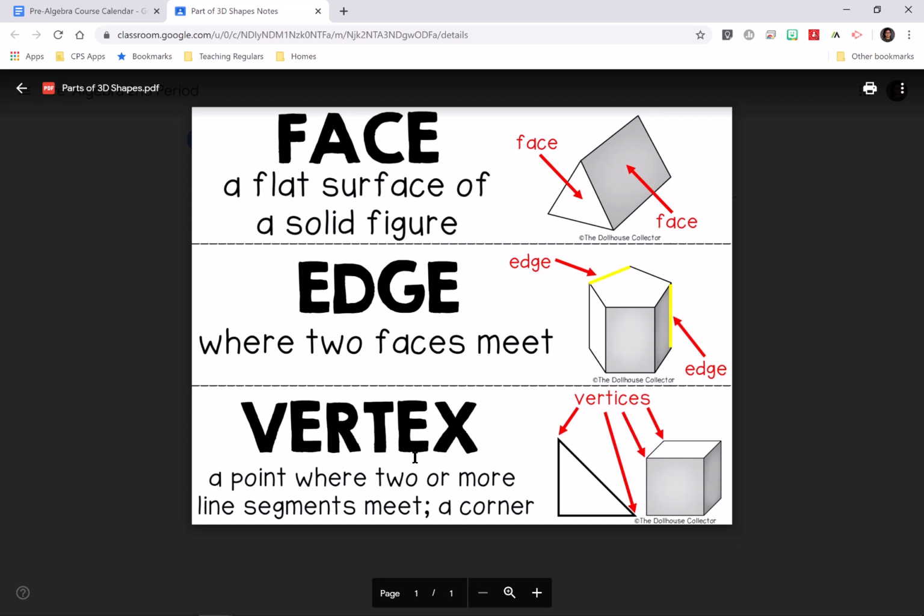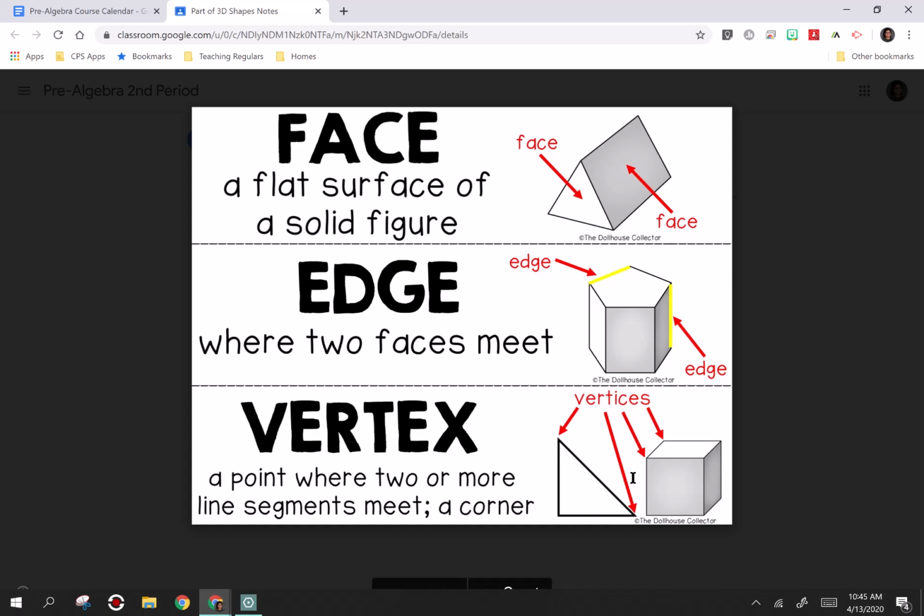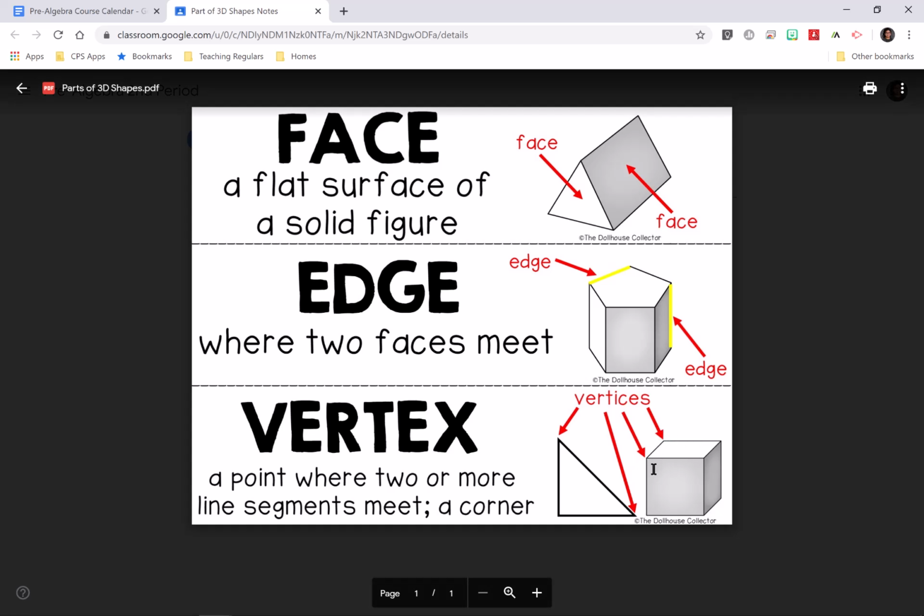And when we talk about a vertex, or vertices is the plural, it's where two or more line segments meet. So you could have a vertex or vertices in a 2D shape, like a triangle. So it's just where two segments meet. Or you could also have them on 3D figures, and that's just like the corners of a box or corners of a tissue box and other 3D shapes. A lot of times this is also defined as where two edges meet, since edges are segments also.